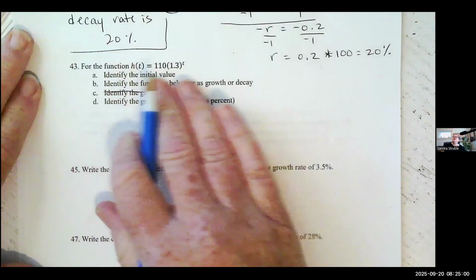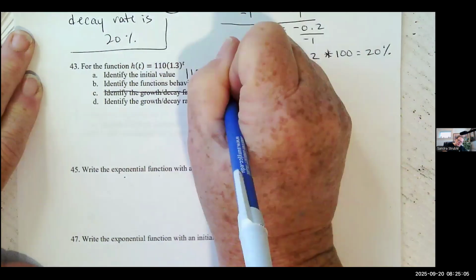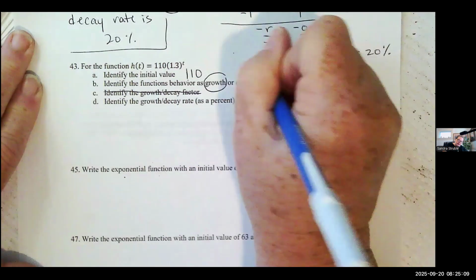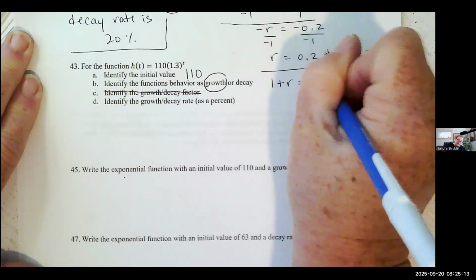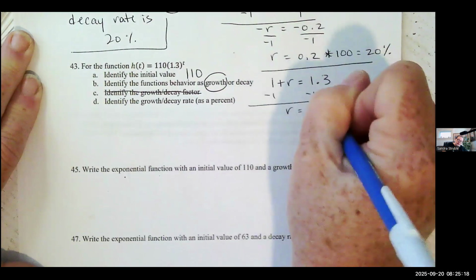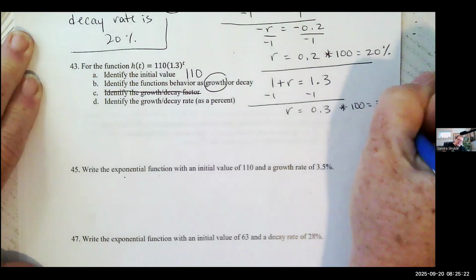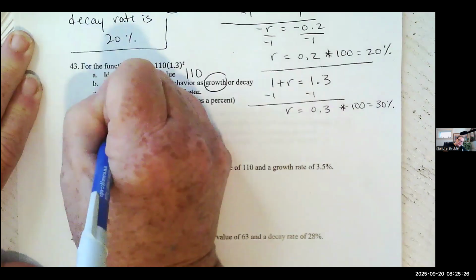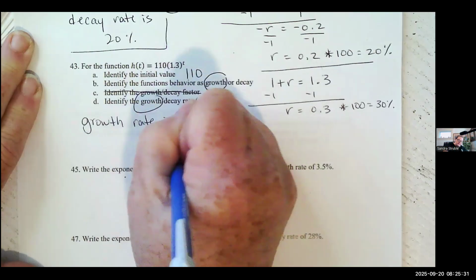Next one, identify the initial value, 110. This is growth because it's 1.3. And then for the growth rate, you're going to take 1 plus r equal to what's in the parentheses and solve for r. Multiply it by 100 to get your percent. So the growth rate is 30%. Don't forget your percent sign.